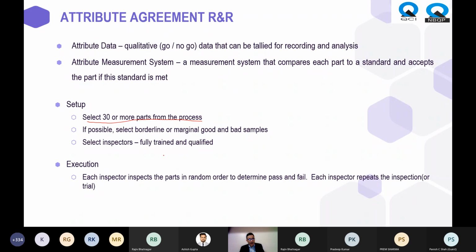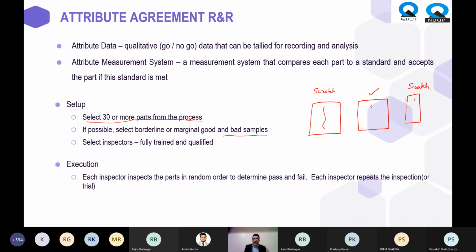If possible, select borderline or marginal good and bad samples. So here, let's say, this is one scratch. Another scratch, because this is for attribute, so I'm giving you an example with respect to attribute. One operator has said yes, there was scratch, and another part, a CNC part, is having only this much scratch, and the third part is having this much scratch. Now in this, the operator is saying this is acceptable, and in the third piece, the operator is saying there is scratch.